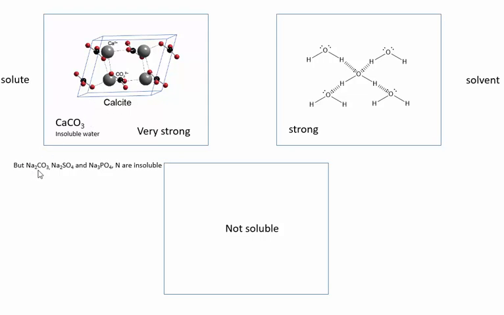But if we had something like sodium carbonate, sodium sulfate, sodium phosphate, these are all soluble, actually. They're all soluble in water because the charges between the ions are just 1 plus and 2 minus, 1 plus 2 minus, or 1 plus 3 minus. They're not 2 plus, 2 minus.